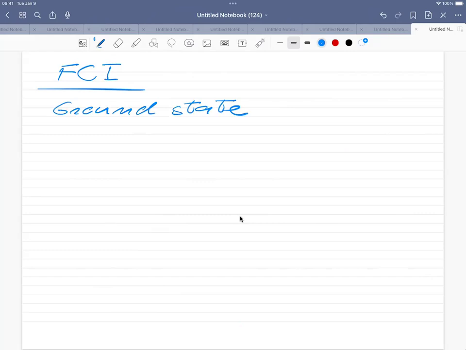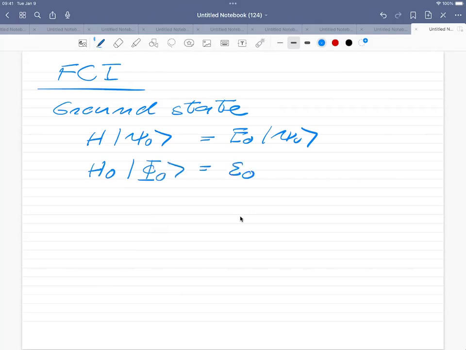Now, for the ground state, we are assuming that H has this as an eigenstate, and this is given by E0 times psi 0, okay? And E0 is now the ground state energy. We have assumed that this H0 part of the Hamiltonian has phi 0 as an eigenstate, and we call this epsilon 0, the uppercase epsilon, multiplied with phi 0.